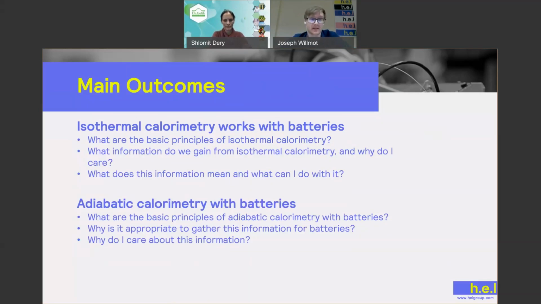And as I said, this is how we envision both isothermal calorimetry and adiabatic calorimetry coming together to provide us with a more comprehensive picture of how changing certain aspects of the cell can help improve on cell design, eventually leading to safer and better batteries.